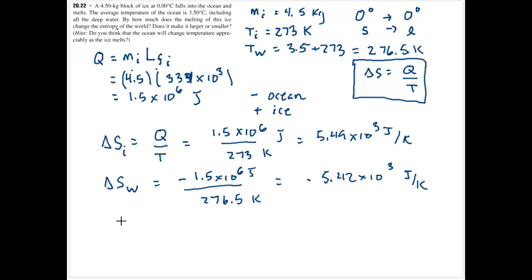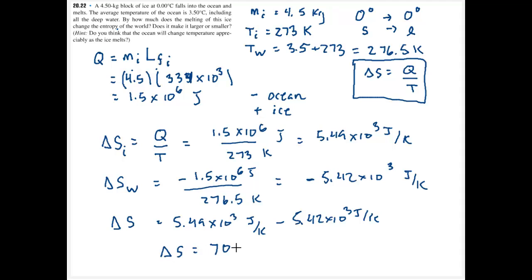Now the amount of entropy change of the world, of the universe, is simply going to be the sum of those two. So 5.49 times 10 to the 3rd joules per Kelvin minus 5.42 times 10 to the 3rd joules per Kelvin. And the change in entropy of the world is going to be 70 joules per Kelvin.